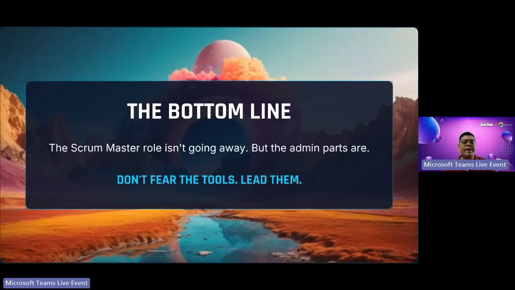And the bottom line is the Scrum Master role is not going away. Okay. We, as Scrum Masters, are still relevant. Okay. But we need to tell the AI what it needs to do. So that's why we, as Scrum Masters, are the human connections. Okay. But we will also use AI to assist us.